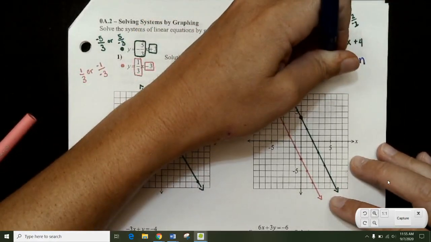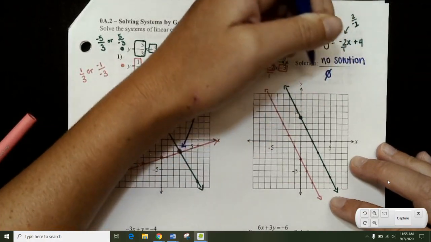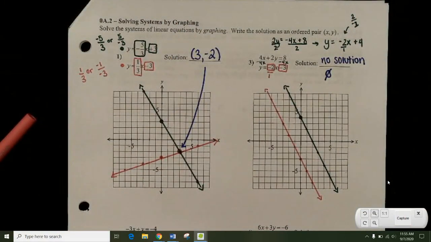Some of you might be used to writing this, which is kind of like an empty set. I generally write no solution. I know a lot of people are usually comfortable with that. Some people write both. So those are your first two examples.